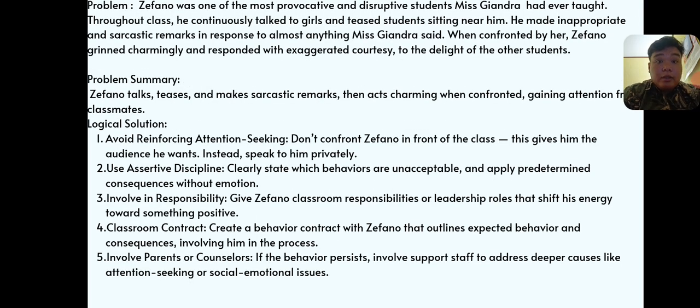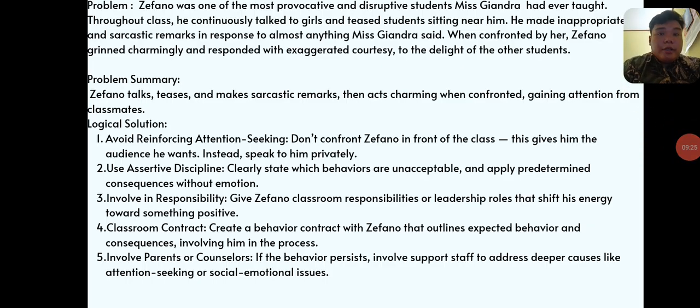The second problem is Stefano, one of the most provocative and disruptive students. Miss Gandara never had him quiet throughout class. He constantly made remarks, talked to girls, and teased students sitting near him. He made inappropriate and sarcastic remarks in response to almost anything Miss Gandara said. When confronted by her, Stefano grinned charmingly and responded with extreme discourtesy, to the delight of the other students. Okay, I move my camera.